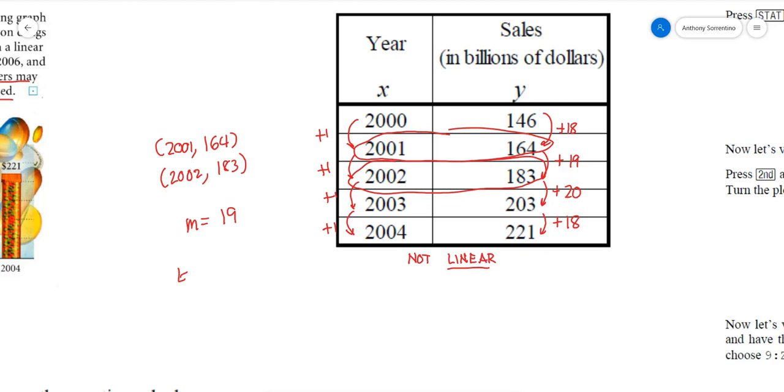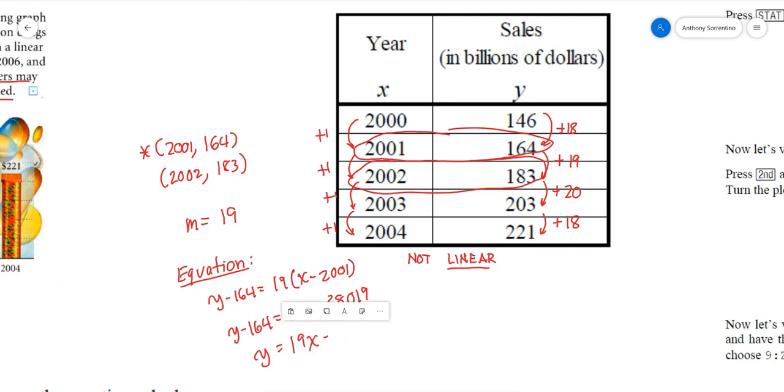For my equation, I now have to choose one of these points. I'm just going to choose that one. The equation would look a little different depending on which one I use in point slope. But I would say, okay, y minus 164 equals 19 times x minus 2001. And simplifying this, if I add 164 to both sides, that would be an equation that I could come up with.